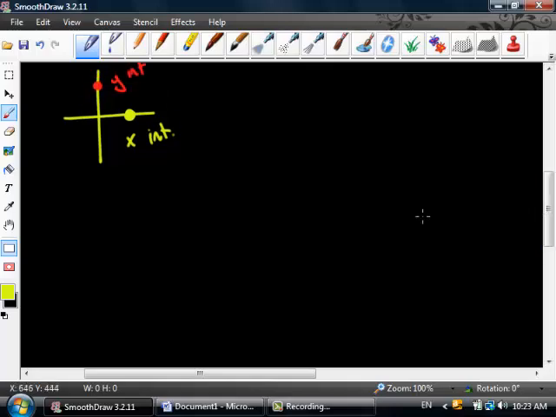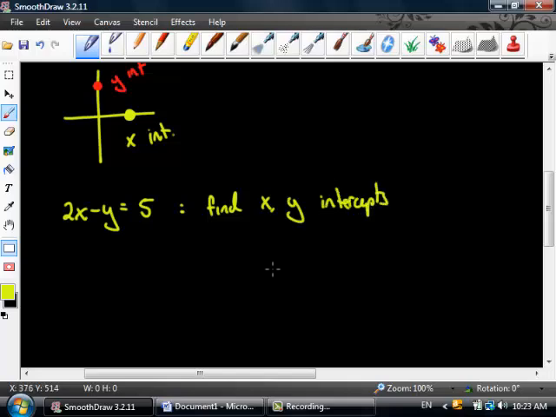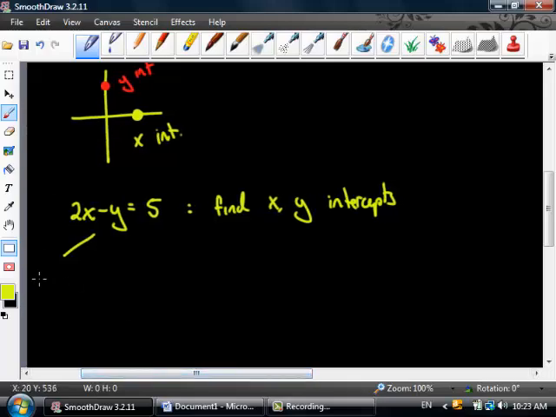Okay, so when we're in standard form here, if I gave you, say, 2x minus y equals 5, and I asked you to find X and Y intercepts, here's what you do. You set each one individually equal to 0. So let me show you what that means. If I wanted to find the X-intercept of this particular line here, I would set y equal to 0 and then solve for x. So 2x equals 5, x equals 5 over 2. Go ahead and leave that as your answer for now. We will come back to that in a second.